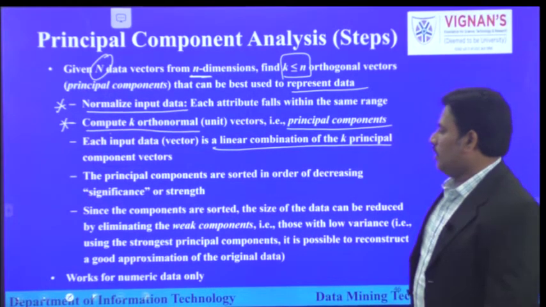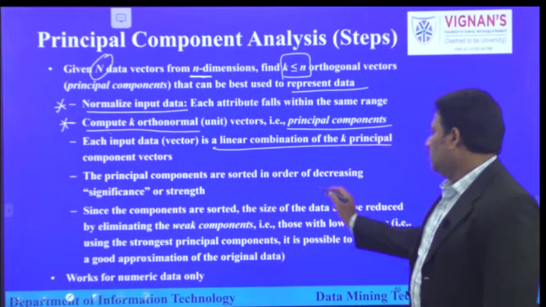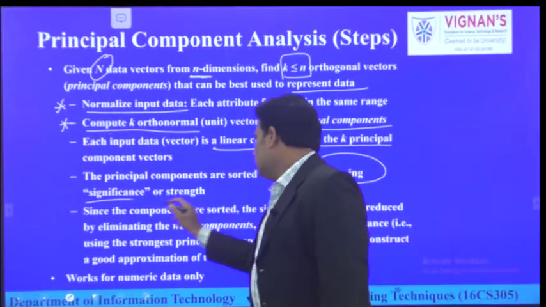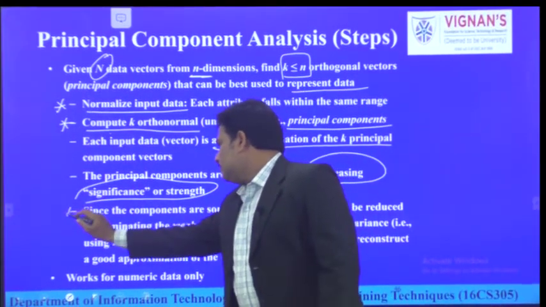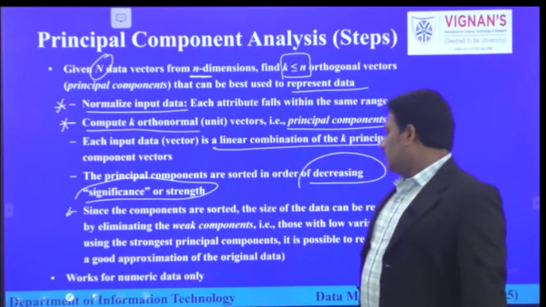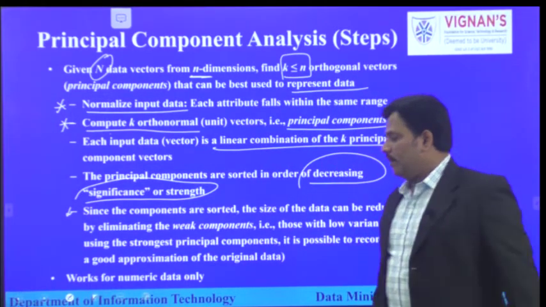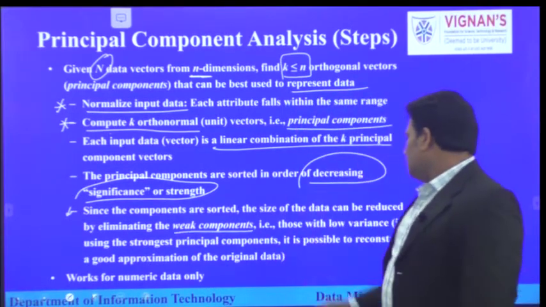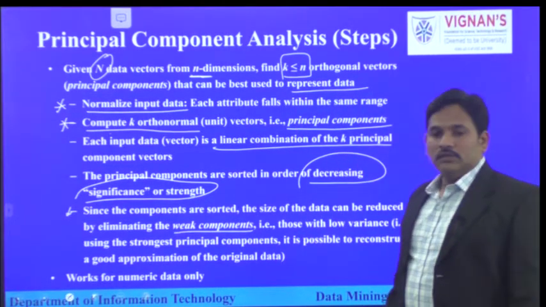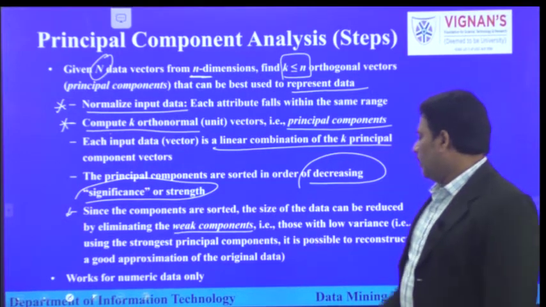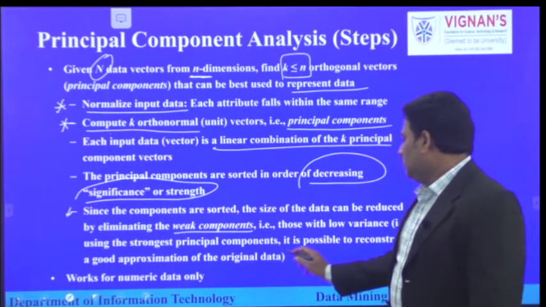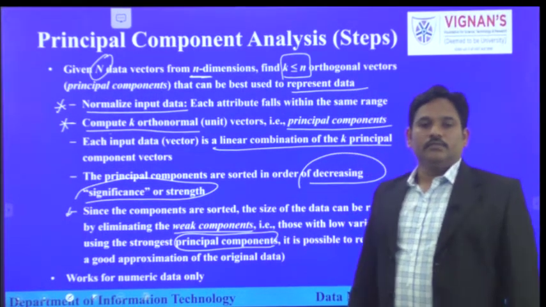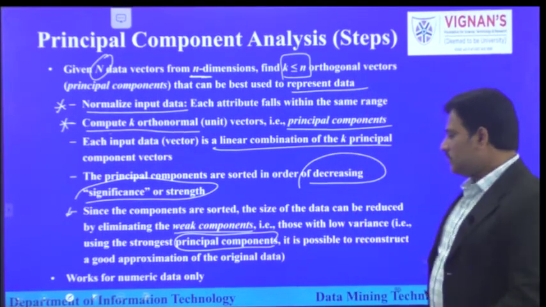Next, the principal components are sorted in decreasing order of what we can call significance or strength. Since the components are sorted, the size of the data can be reduced by eliminating weak components, that is, those with low variance. Using the strongest principal components can be considered for analysis. So here we are trying to eliminate the weak components.